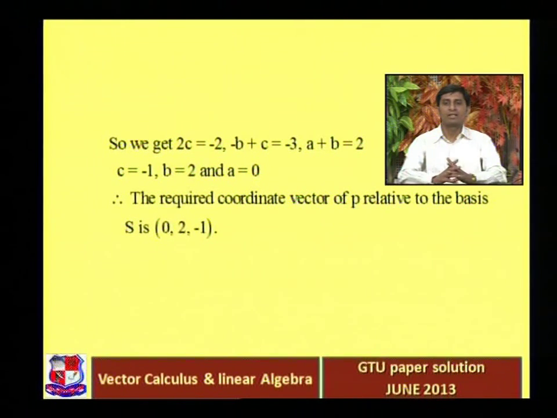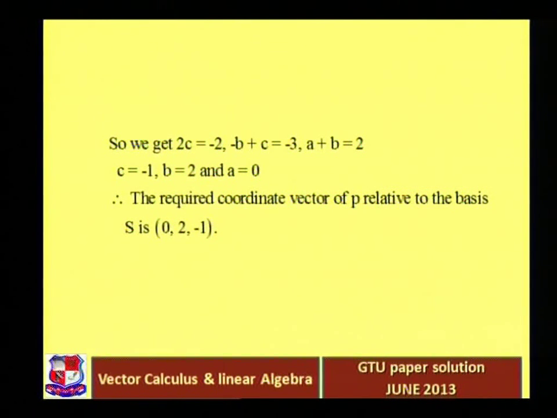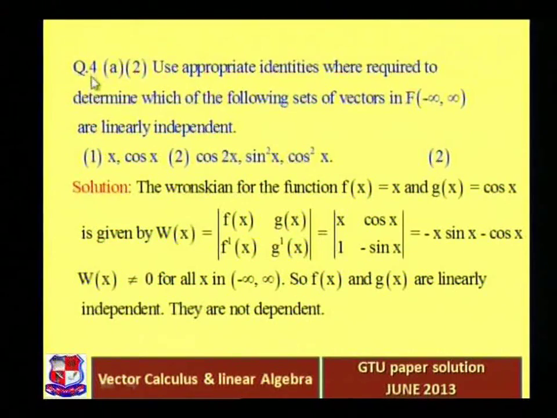We already proved that the set S is a basis for the vector space V, vector space P2, and here is the coordinate vector of p relative to the basis S, that is 0, 2, minus 1. Okay, so next question, question 4a, second part.